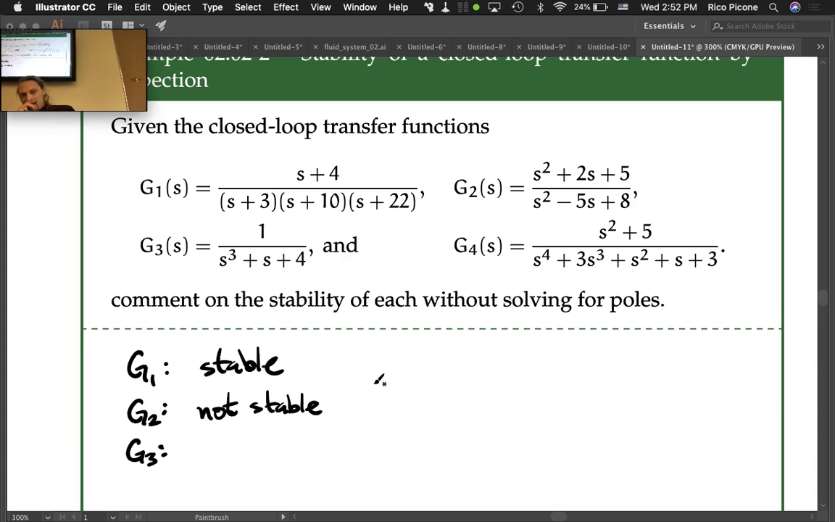G3. We have a power missing here, an S squared power that's missing. So one of these B coefficients is 0. Therefore, we know it's not stable, right?